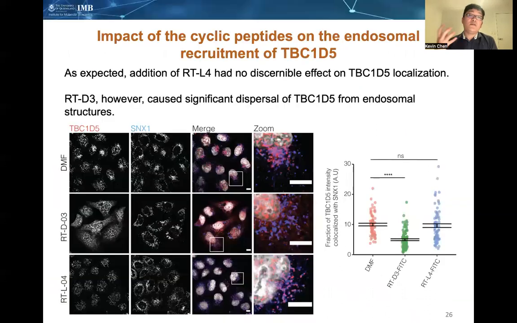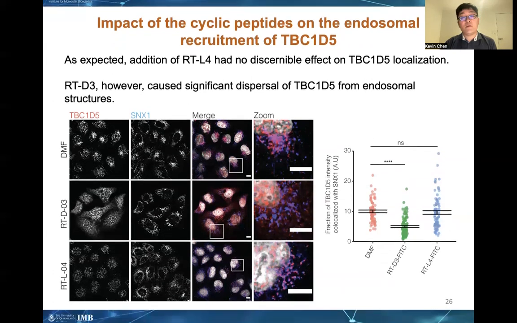And using this, we can see the result quite clearly: RTD3, the one binding to BBS29, causes a significant dispersal of TP75 localization from the endosome. You can see in the middle picture here, very nice, RTL4 has no major effect on TP75 localization, which is consistent with our data in solution, which is very nice.